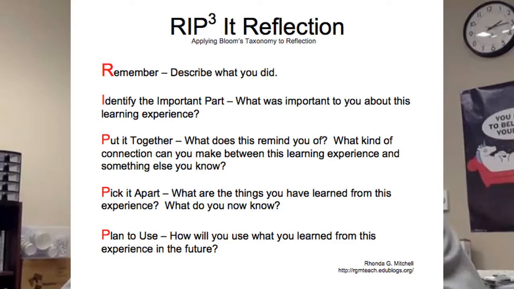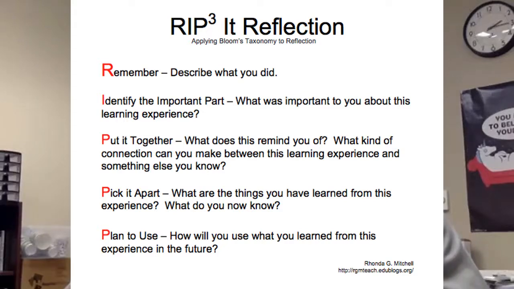endeavors in education. Part of this also is the idea of looking at a protocol with this. So the RIPPP reflection, as you see here, is an example of how you could scaffold questions that lead them up. So you could ask several questions that lead up to the higher level. The R is the remembering. People are just describing what they did. I is identifying what was important. So what was the main lesson that they were supposed to get from that?